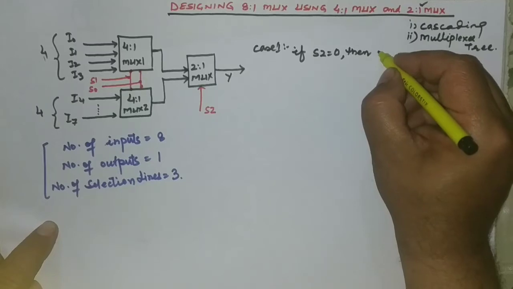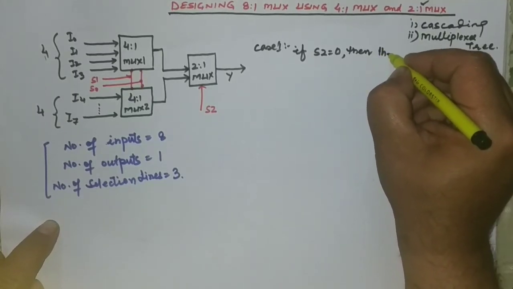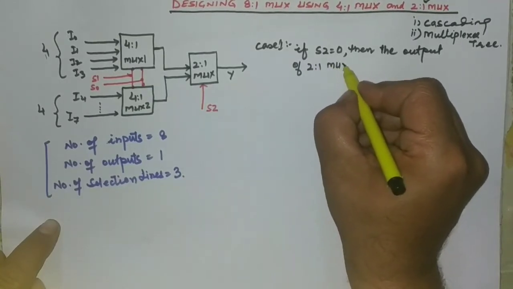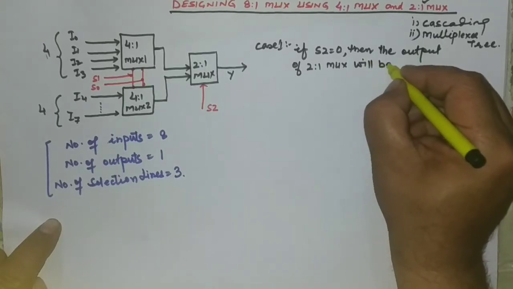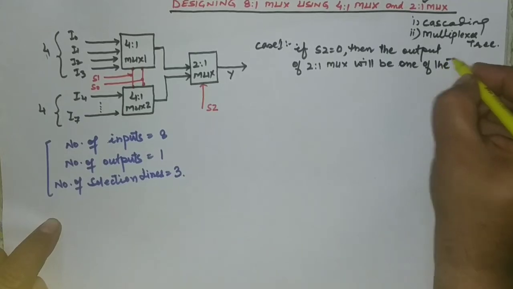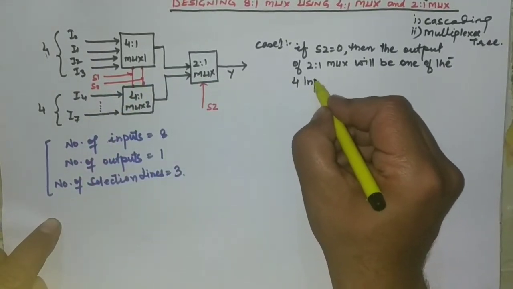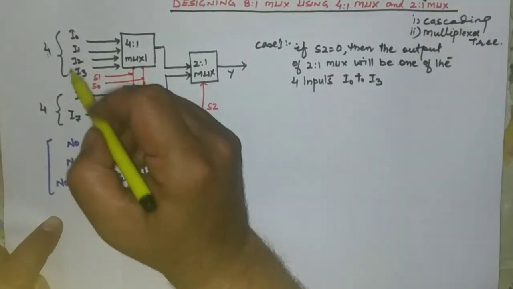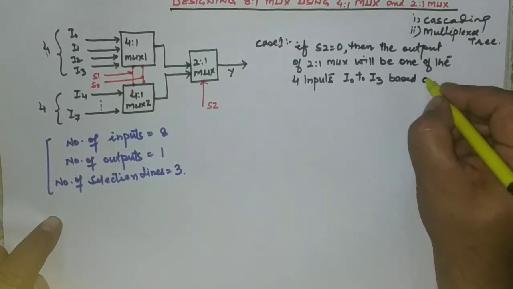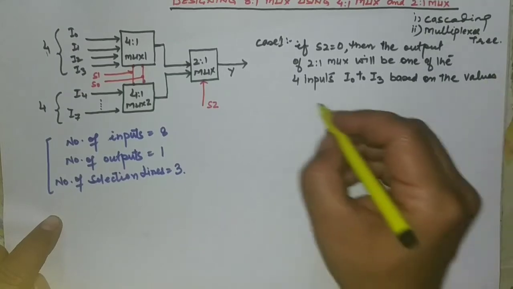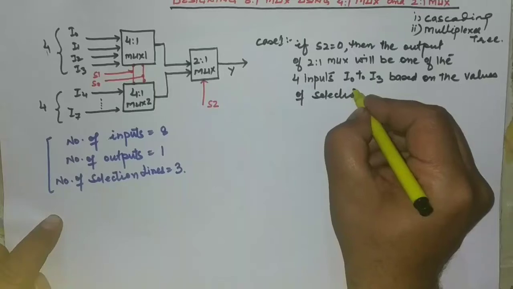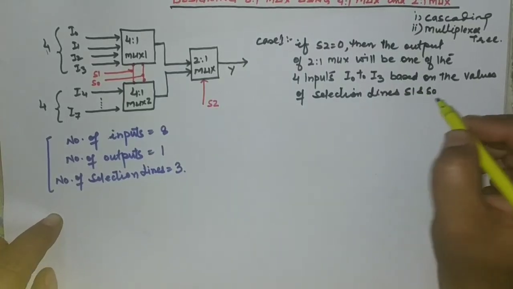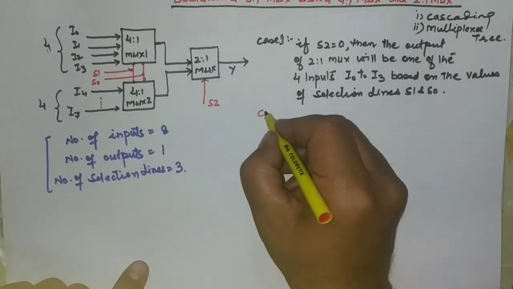then the output of the 2 to 1 multiplexer will be one of the 4 inputs, I0 to I3, based on the values of selection lines S1 and S0. Okay, we just discussed this.